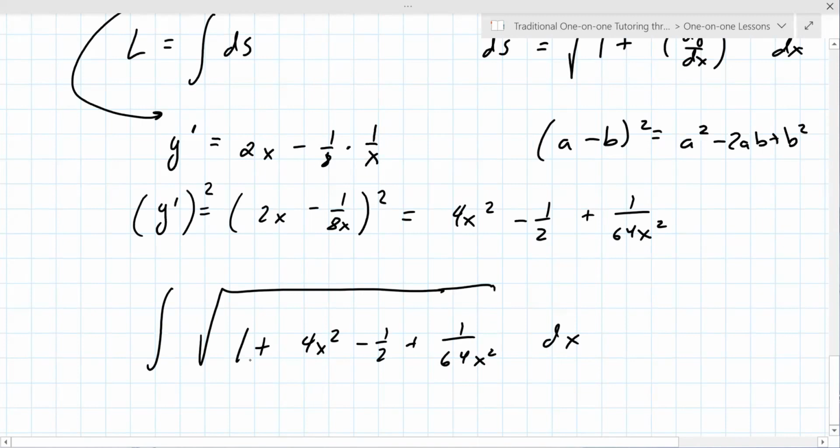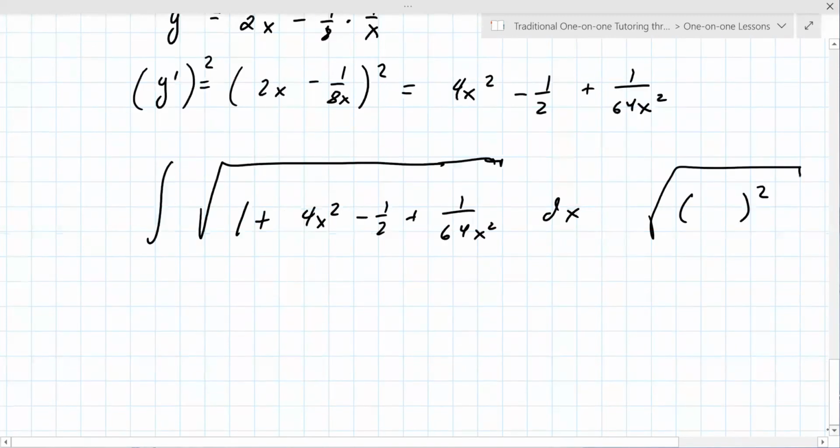And in this problem, we'll get the limits in a minute. This is very important though, this inside part should turn into something squared inside the square root. That's our goal here. You probably saw that in class. So just a little bit of rewriting here. Let's go 4x squared plus 1/2 plus 1 over 64x squared.